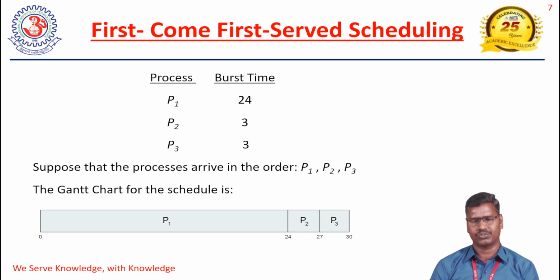Three processes are available in the first come first served scheduling, and the second thing is the burst time. Okay, how much time each process needs to complete is given as the burst time. Process P1 has a burst time of 24, P2 has 3, and P3 has 3 milliseconds. Suppose all the processes arrive in the order P1, P2, P3. So this belongs to first come first served scheduling.